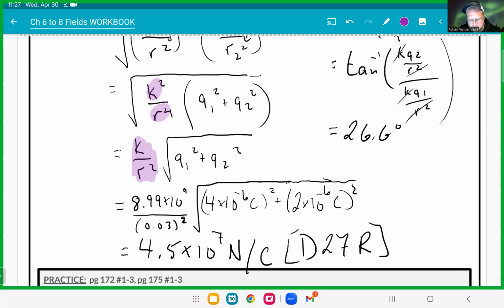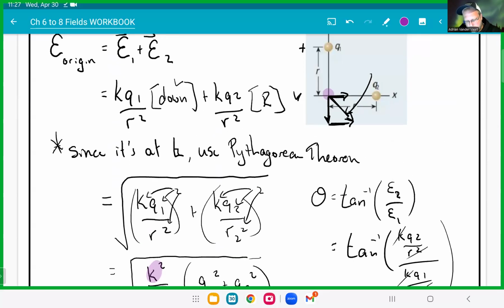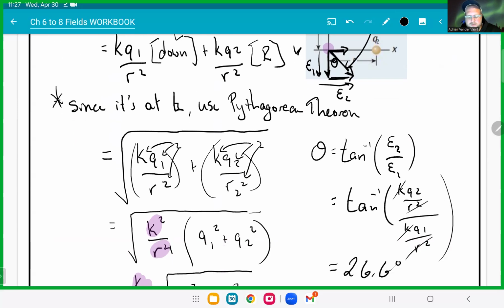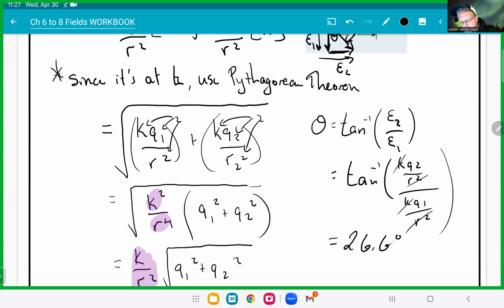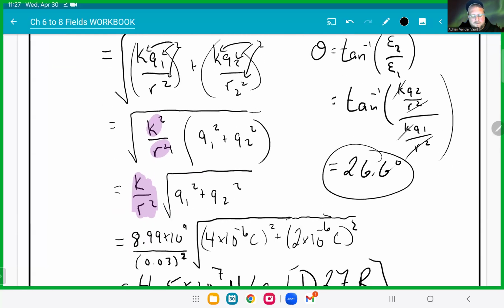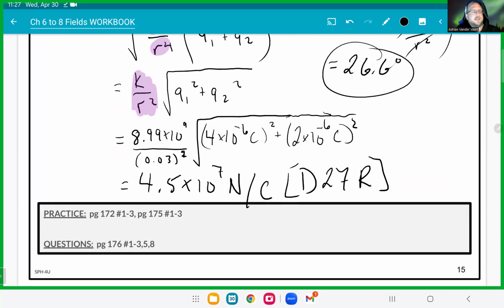Now, how did I get the angle? Well, just like we were doing in previous chapters, if that's theta, then we're going down and to the right, so that's tan theta, which is opposite over adjacent, E2 over E1. So theta is tan inverse of E2 divided by E1. And then I sub the formulas in because I know there's going to be some canceling out, and I'm just left with Q2 divided by Q1. So tan inverse of Q2 over Q1. I punched that in my calculator and I got an angle of 27. So that means the field strength at the origin is 4.5 times 10 to the 7, which is a huge number, newtons per coulomb, down 27 degrees right. So there is the field strength at that location.